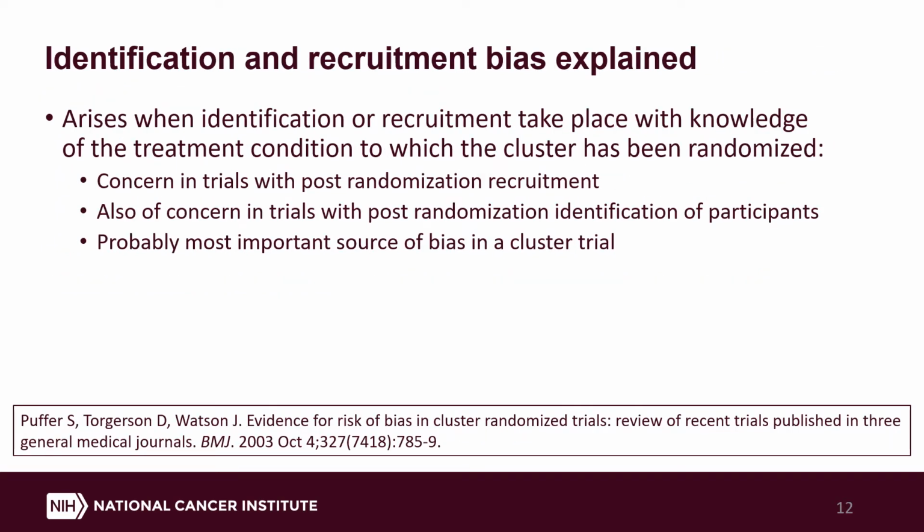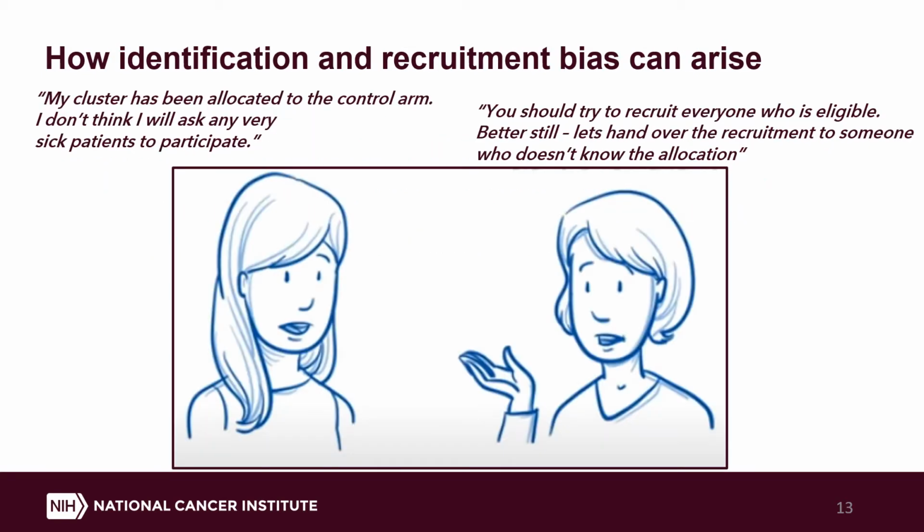So this arises when the recruitment takes place with knowledge of the treatment condition that the cluster has been randomized to. It's a concern in trials with post-randomization recruitment. But it can also be of concern in trials with post-randomization identification of patients or participants. And it's probably the most important source of bias in a cluster trial. So let's think through how it can arise.